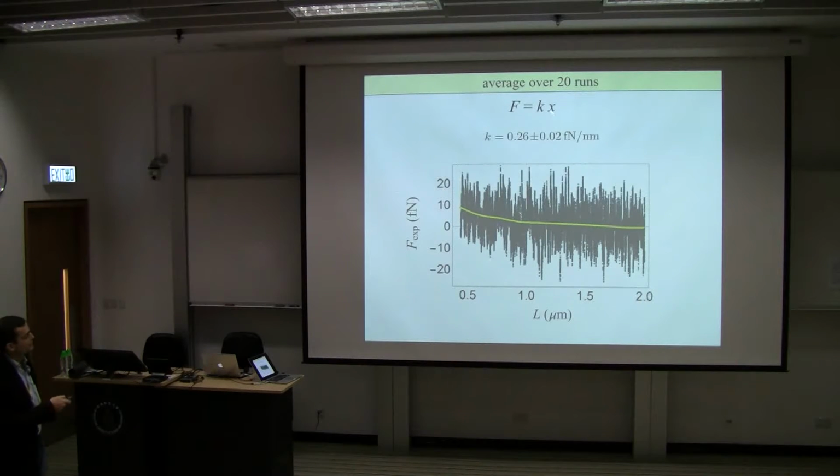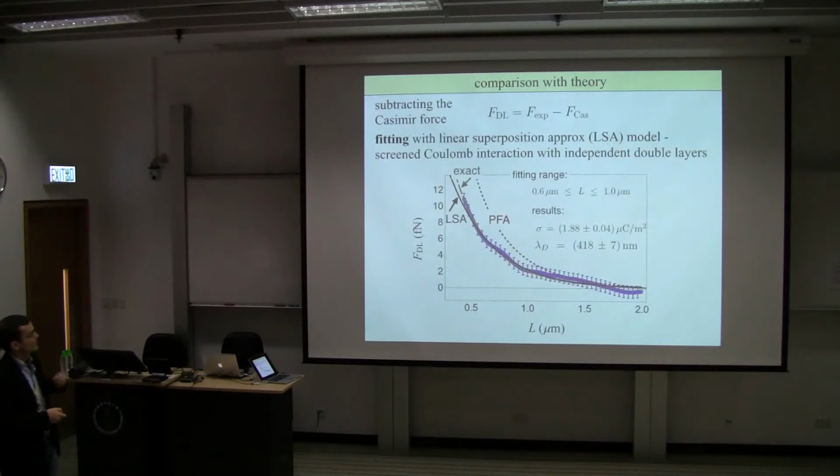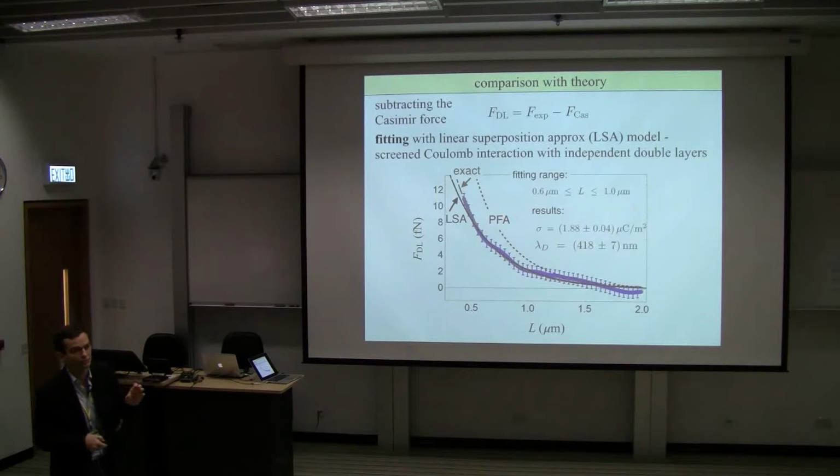I have to hurry. If I make 20 runs and average all of them, I have these green points here, and this yellow line is a smooth of this data. I'm doing some smoothing procedure here. So this is the total force, so the total interaction force. And here I'm going to focus on the double layer force because the Casimir is just a small contribution. It's just a few femtonewtons, 2 or 1 femtonewton. So I'm going to subtract from the experimental data the theoretical values for the Casimir force. And this is what I'm plotting here. So this would be now only the double layer force.